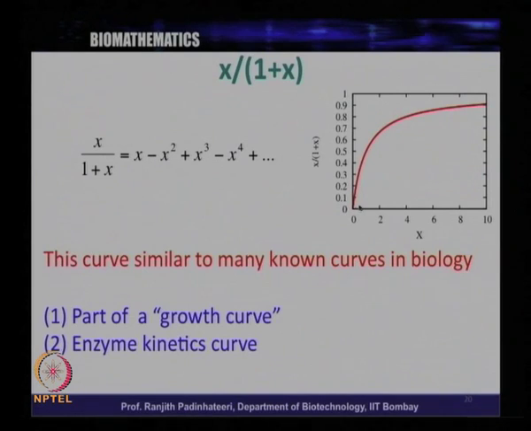x by 1 plus x is increasing and appears like it is saturating, slowing down. Now, the growth curve does something like this. It is going to saturate. It is a part of a growth curve. Also, in enzyme kinetics, you might have seen Michaelis-Menten reactions and so on, and the equations for them look like x by 1 plus x, and the curve will look like this.